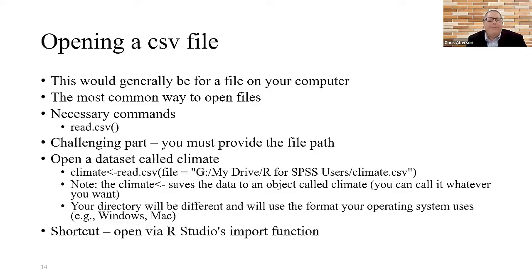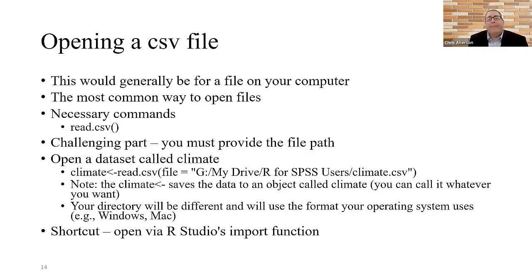This is what is sometimes called an object. R works with lots of different types of objects, but if you write this to an object, then it's directly accessible in R, and it will show up, and we'll see that we can write code that accesses the variable called climate.